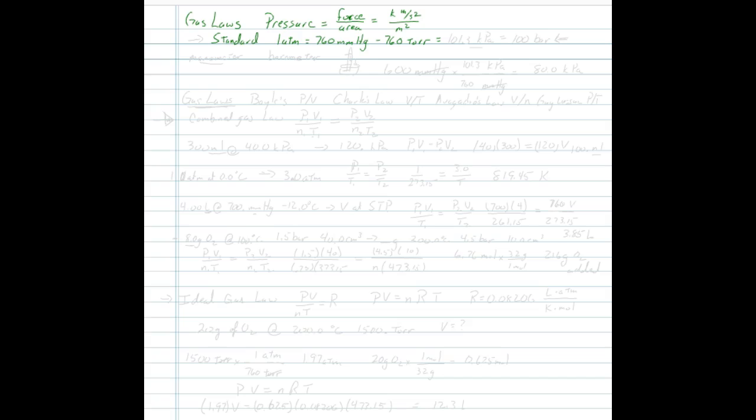The old SI unit, 101.3 kPa, Pascal and kilopascal, so it's 101,300 pascals. That's the old SI unit. The new SI unit is 100 kPa. It kind of rounds it off, makes calculations a little bit easier.